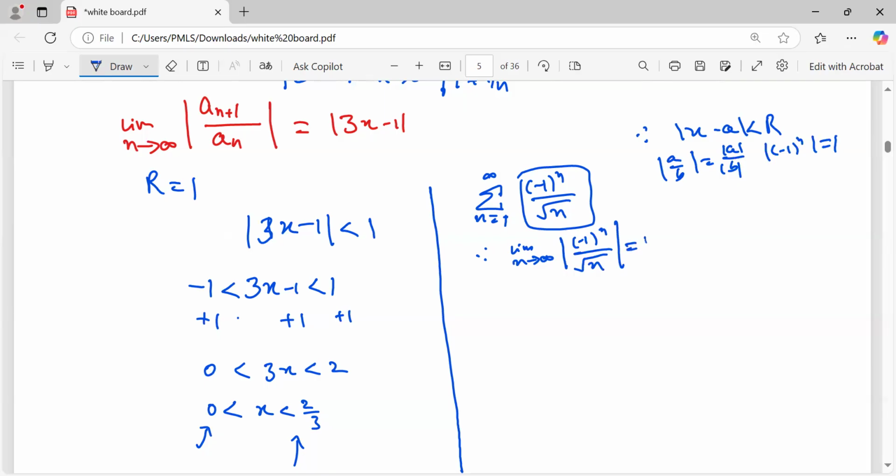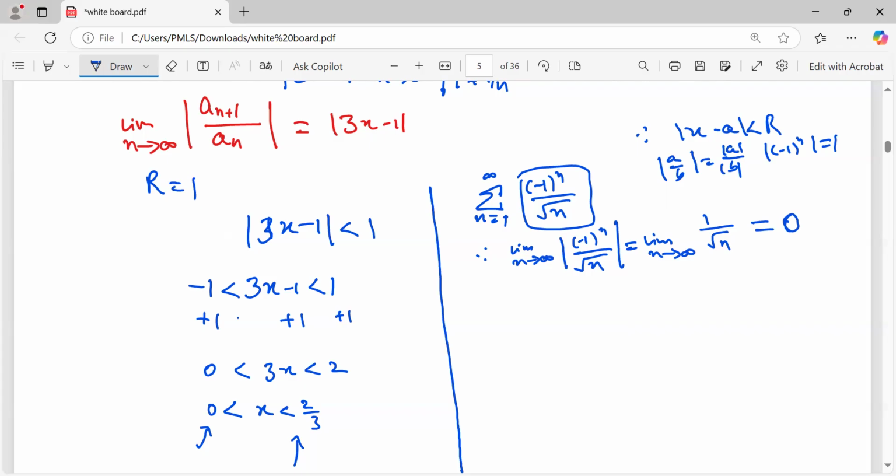So this one will become the limit as n approaches infinity of 1 over square root n, which is like 1 over n, and this will be equal to 0. And we know that when we apply the absolute convergence test and get 0, this means that our series is absolutely convergent. Every absolutely convergent series is also convergent.